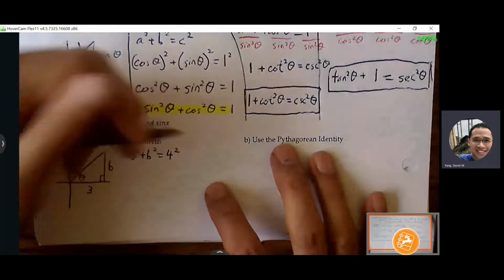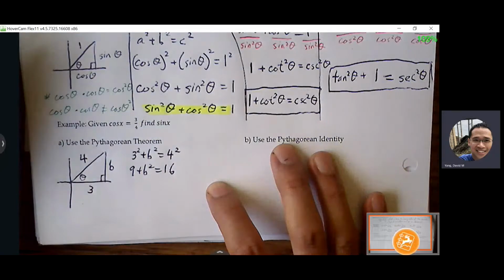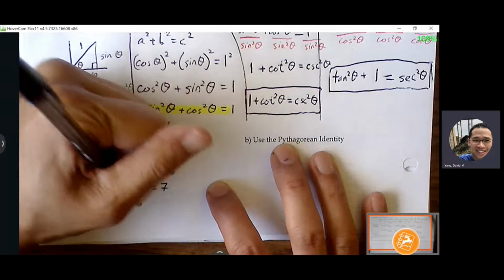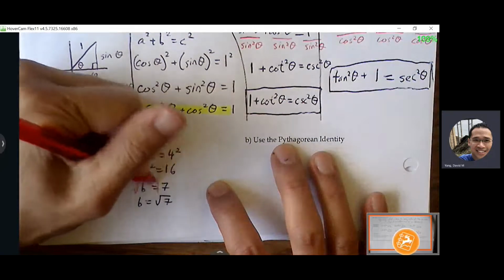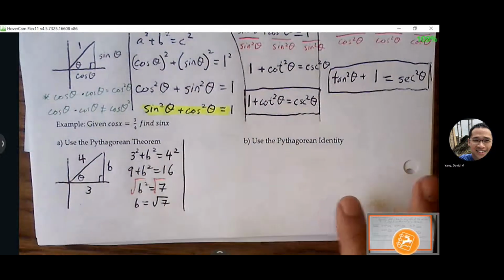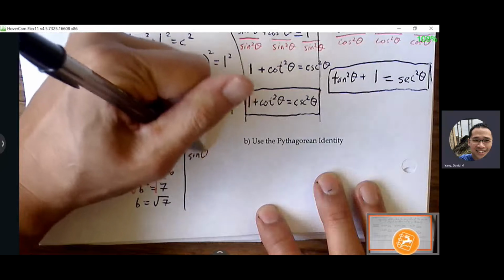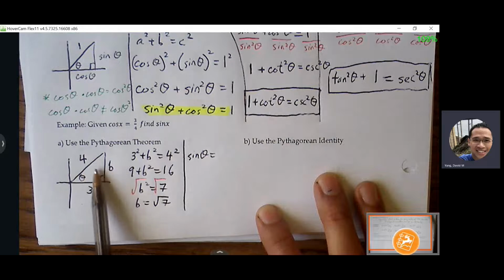Nine plus b squared equals 16. Subtract 9 from both sides. B squared equals 7. Take the square root. B is equal to root 7. Okay, so therefore, what's sine of x going to be, or sine of theta? Sorry, I changed the variable midway through. Sine of theta equals, if b is root 7, yep, opposite over hypotenuse.